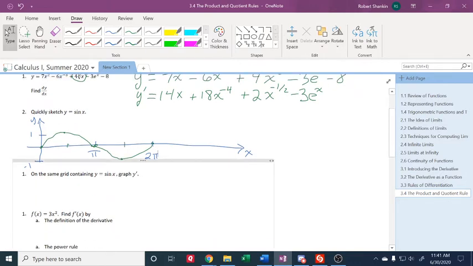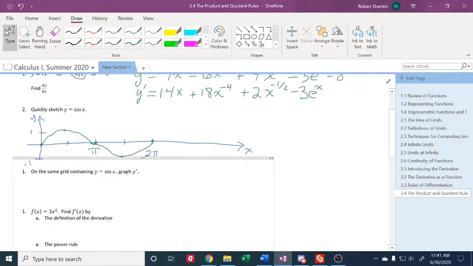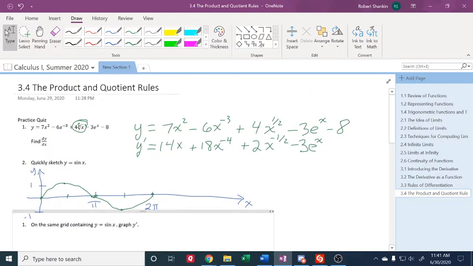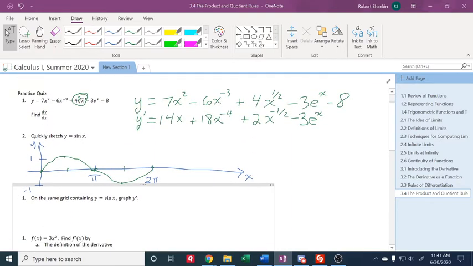All right. Now, the next question, and it keeps repeating the numbers over again. On the same grid containing y equals sine of x, graph y prime. Just like we did the y primes before, we did them yesterday. I gave you a third degree polynomial, and then I said draw y prime on the same graph. Do the same here.